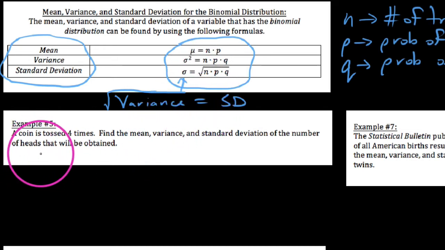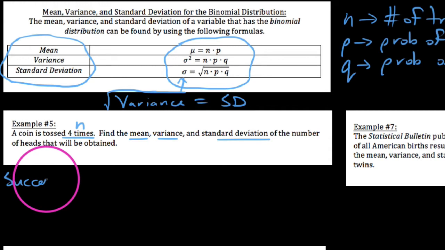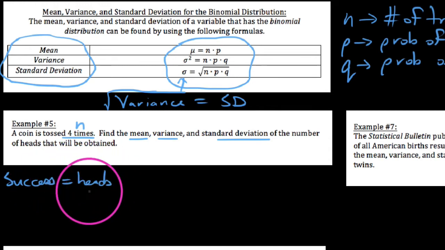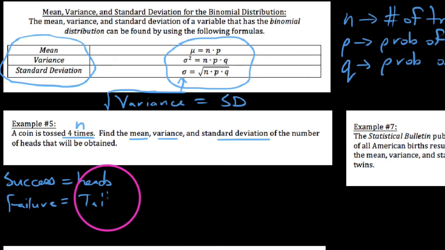We say, a coin is tossed 4 times. So this would be the size of our sample, or the number of trials we've done here. So let's find the mean, the variance, and the standard deviation of the number of heads that will be obtained. Okay. So reading this last sentence, it occurs to me that really what we should do is define, first of all, the success in this experiment as being heads. Get a heads. Okay. So failure, since that's not what we're concerned with here, is getting tails. We'll call that the failure.